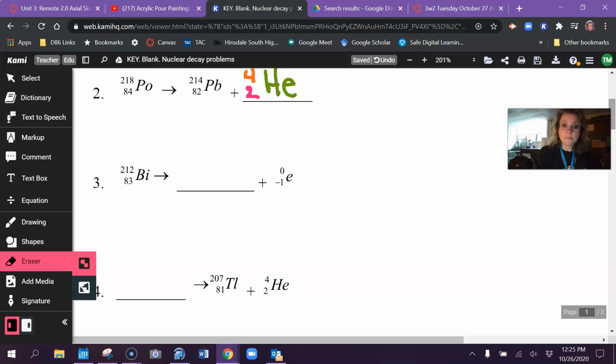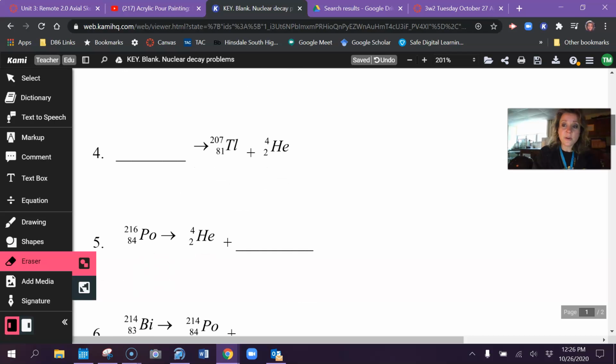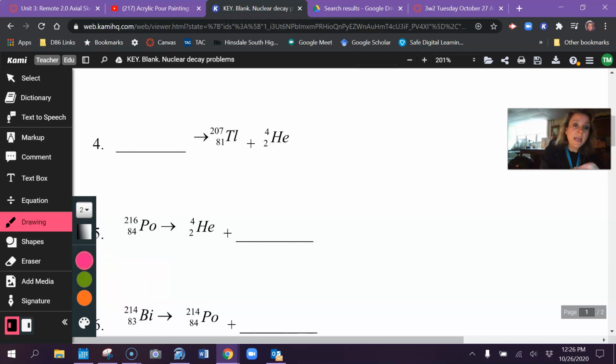All right, so those were 2 alpha particle problems, and those were 2 where you had to figure out what the products were. But let's take a look at number 4, because number 4 is a little bit different in that we need to figure out what my reactant is. But remember, it's just the same thing. The mass numbers on the product side have to equal the mass number on the reactant side.